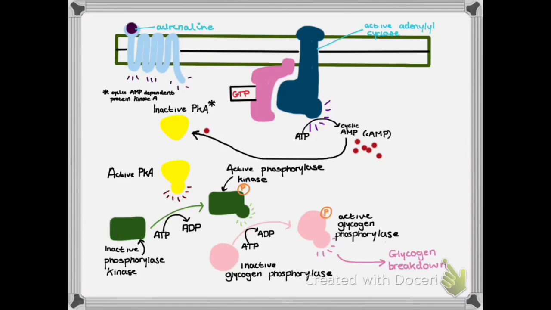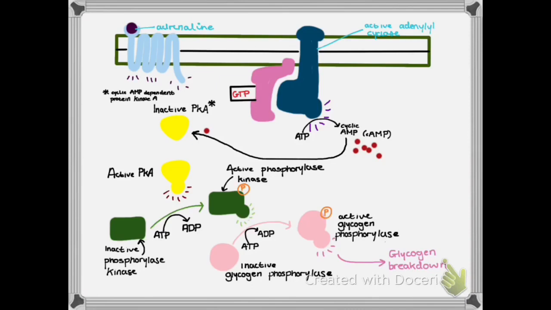First up, you've got your adrenaline attaching to the receptor. This activates the GPCR, which then activates adenylyl cyclase. This causes ATP to convert to cAMP, which is cyclic AMP. This then activates PKA, which is called protein kinase A, which then activates phosphorylase kinase. Your phosphorylase kinase then activates your glycogen phosphorylase, and this all results in glycogen breakdown.